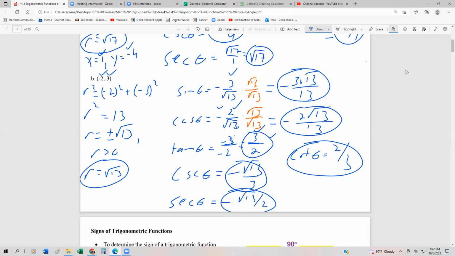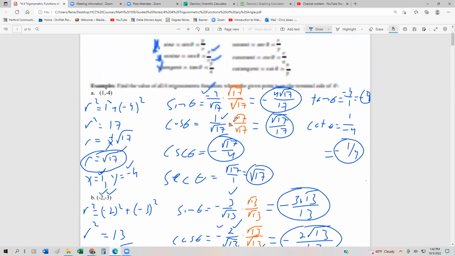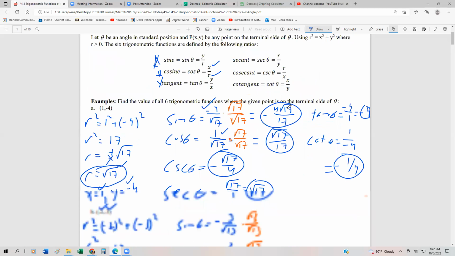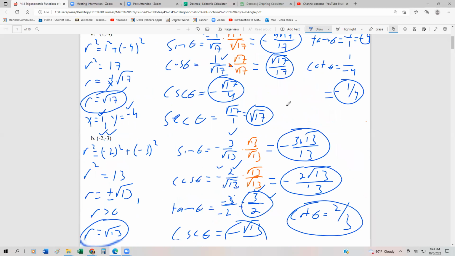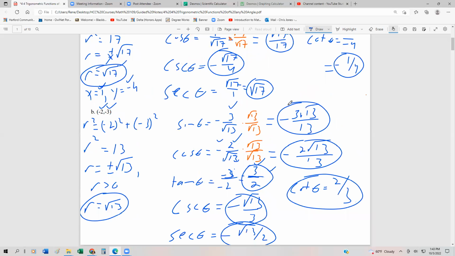All right, so that's how we can use these circular definitions to find the trigonometric functions of any angle. In our next video, we're going to start taking a look at the signs, S-I-G-N-S, of our trigonometric functions.